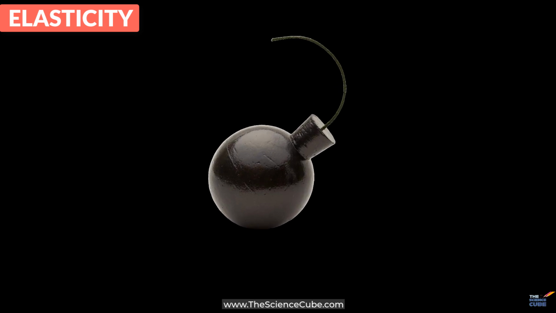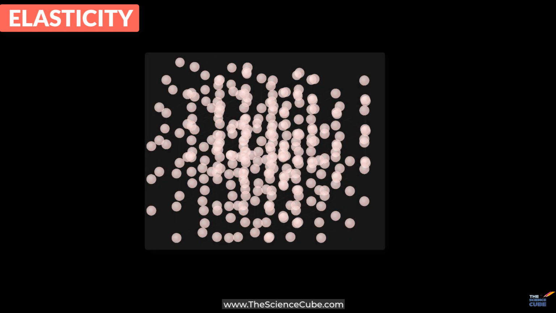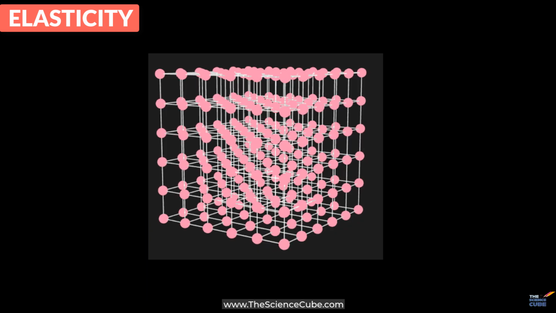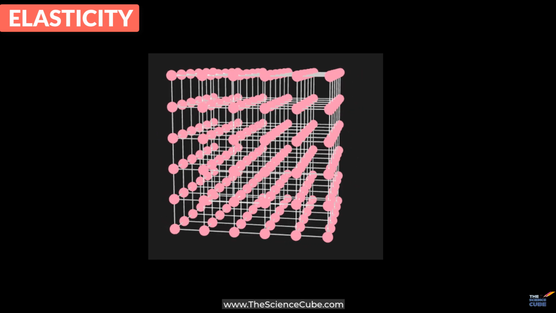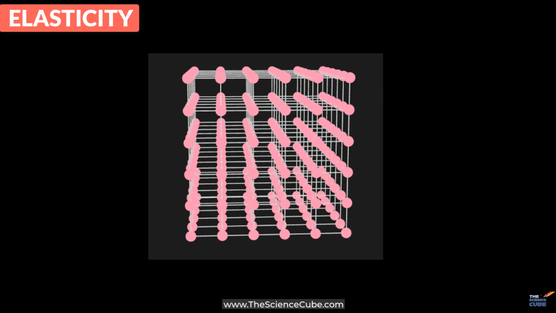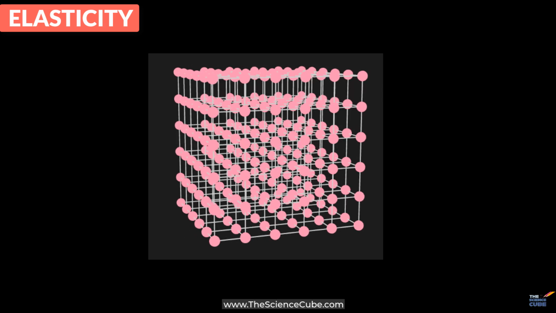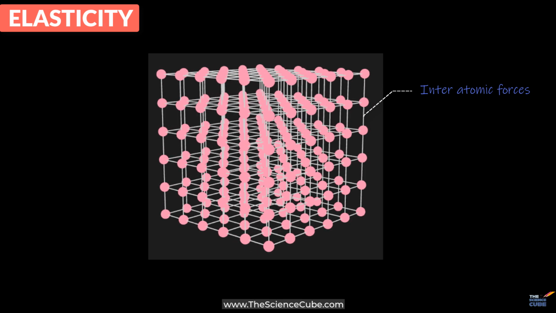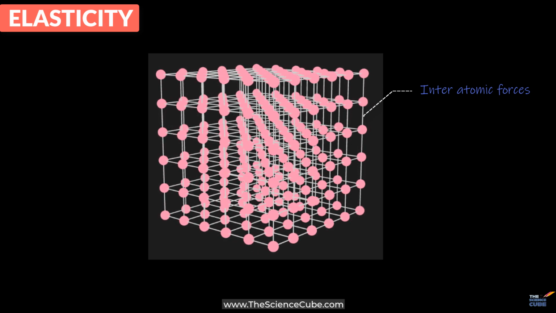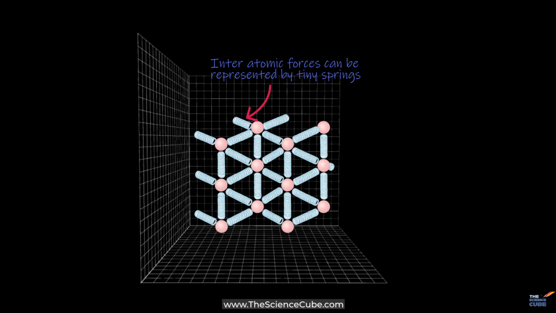So, if you zoom into an iron cannonball at the atomic level, you'll find trillions of atoms arranged in a precise three-dimensional lattice, and this structure places each atom at a fixed distance from its neighbor, held together by what we call interatomic forces. You can imagine these forces as tiny springs that are incredibly stiff, and that is the reason iron feels so rigid.